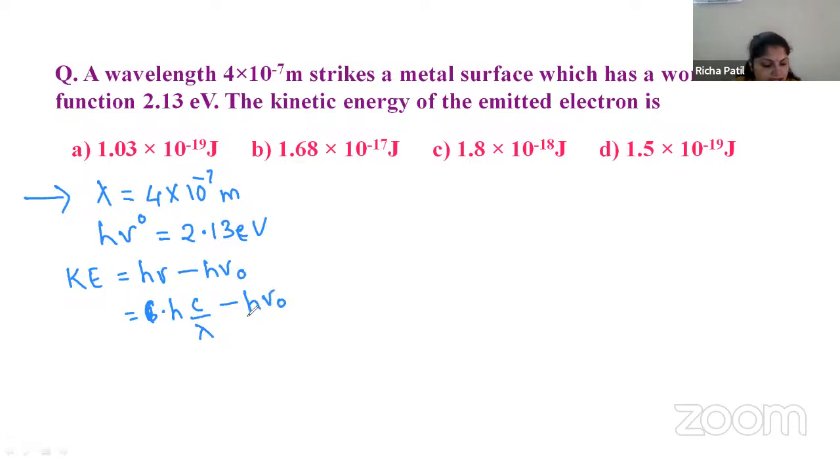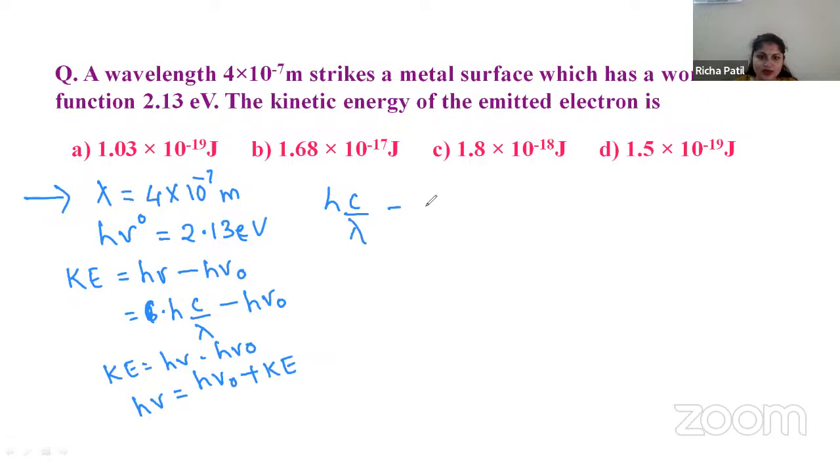So hc by lambda, when you take this side, what happens? Kinetic energy is equal to h mu minus h mu naught. So you take h mu here and this becomes h mu naught plus kinetic energy. Okay, now just replace this: hc by lambda is equal to the work function, h mu naught, plus kinetic energy. Now you substitute everything.